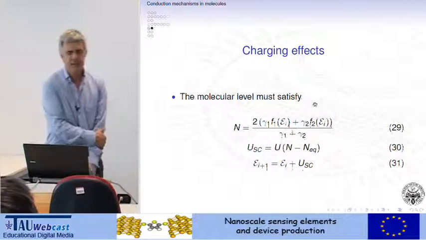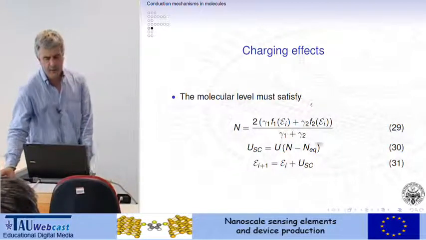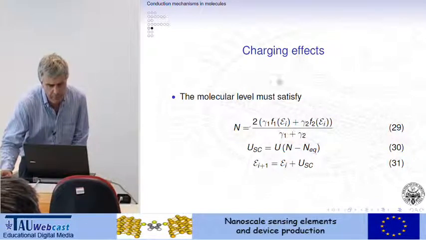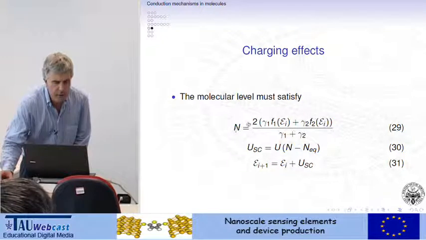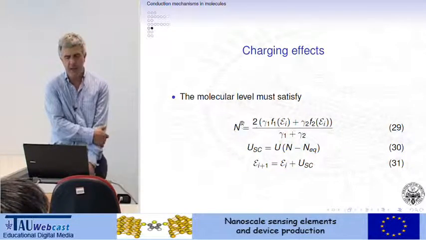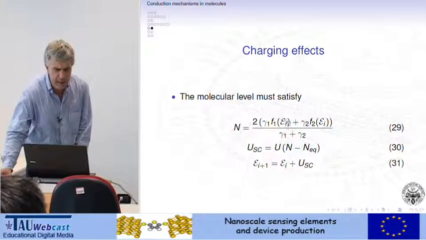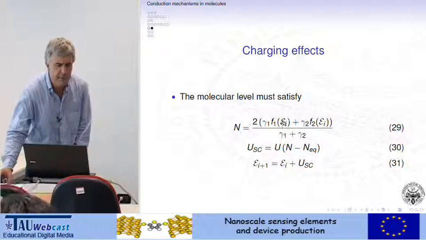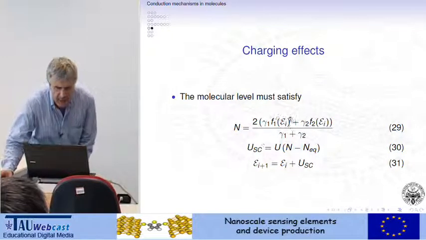But the idea is this one. We have to satisfy this kind of equation. So this is the equation that we derived for the number of electrons on the molecular level. This number depends only on the value of the molecular level. In this case, we call this E_i.